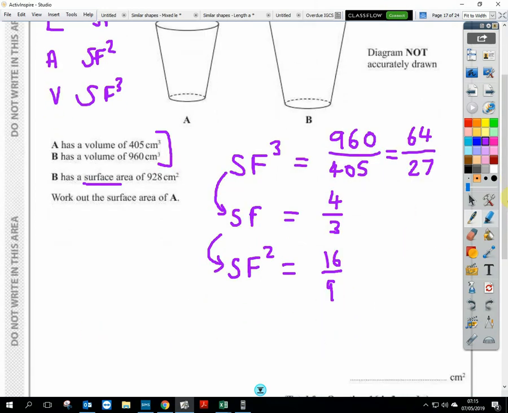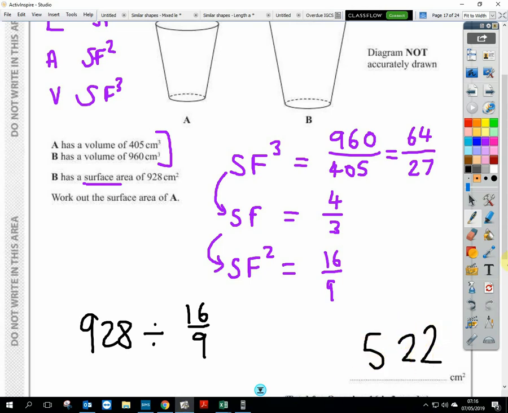Work out the surface area of A. So we're going from B to A, and A is the smaller one. So when we go from the big one to the small one, we divide, not times. So if we do 928 divided by 16 over 9, and type that into the calculator, we get an answer of 522.